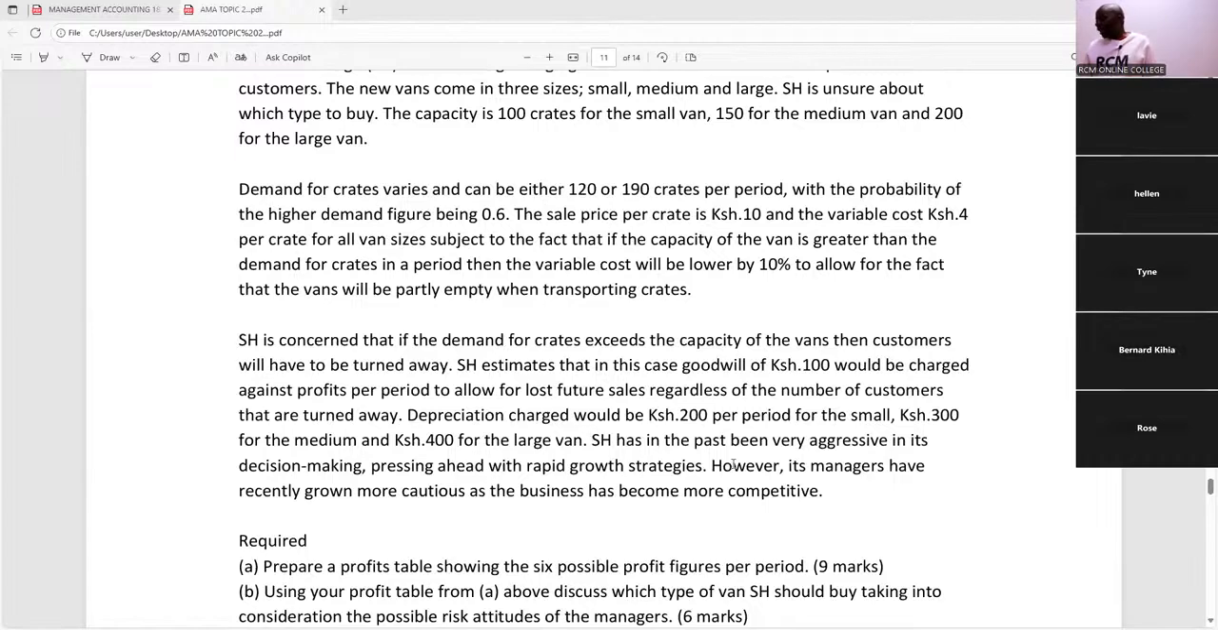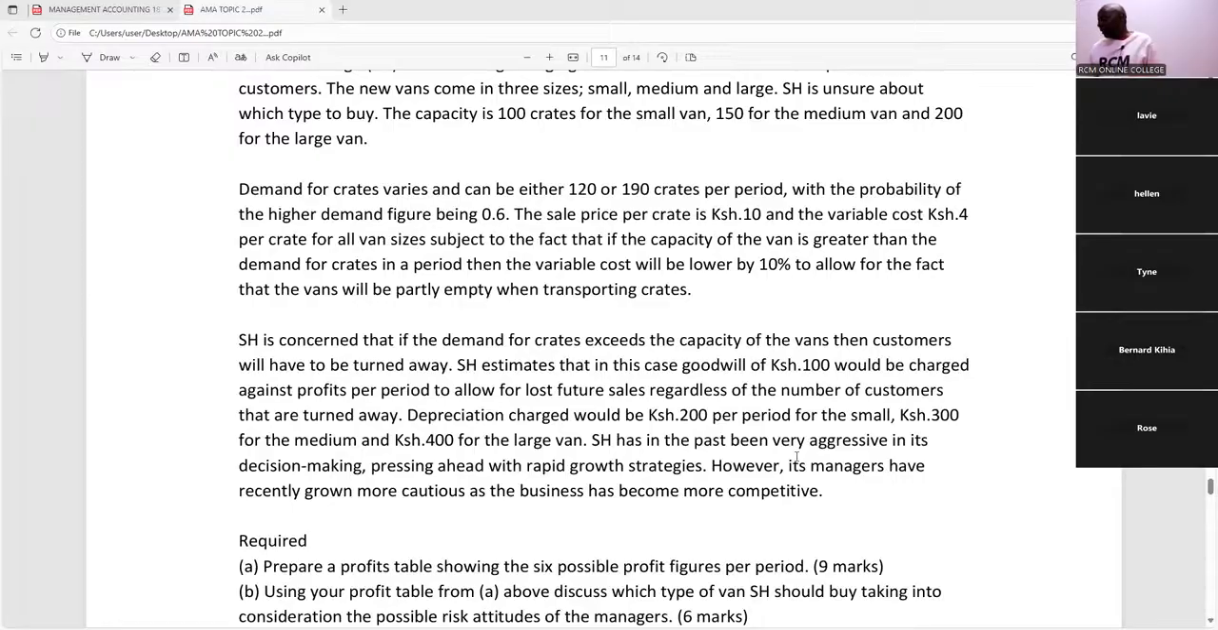Shifters Foliage has in the past been very aggressive in its decision making, pressing ahead with rapid growth strategies. So meaning, ladies and gentlemen, that Shifters Foliage is a risk-taking organization. These are basically risk takers or very optimistic organizations. Why are they very optimistic? Because of aggressive. Remember, aggressive investors are also known as what here? Risk takers. That is why they're able to press ahead with rapid growth strategies.